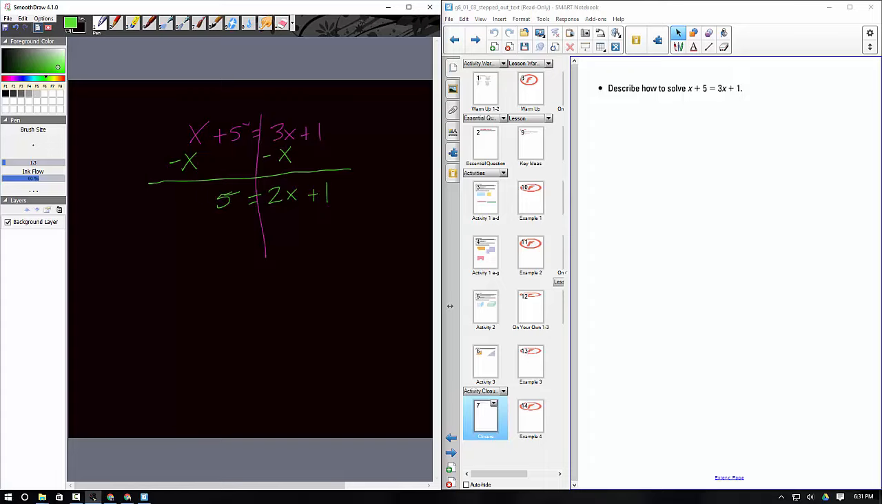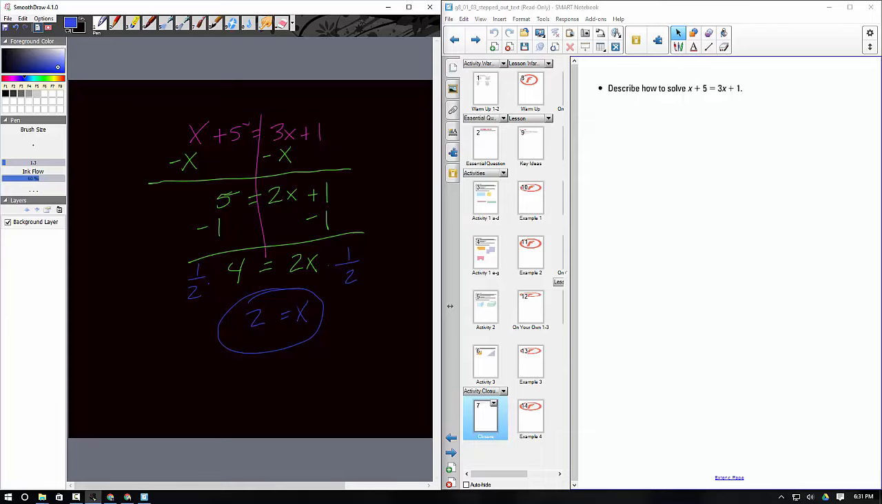I now have to move over this 1. So again, the subtraction property of equality. So minus 1, minus 1. And I'll have 2x equals 4. Now I want to get the x by itself, so I'm going to do the multiplicative inverse, which is 1 over 2 and 1 over 2. And I'll have x equals 2. And that is the answer.